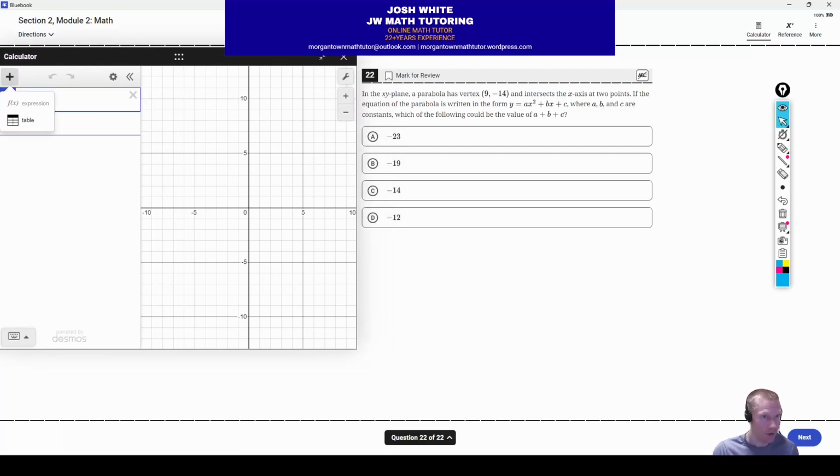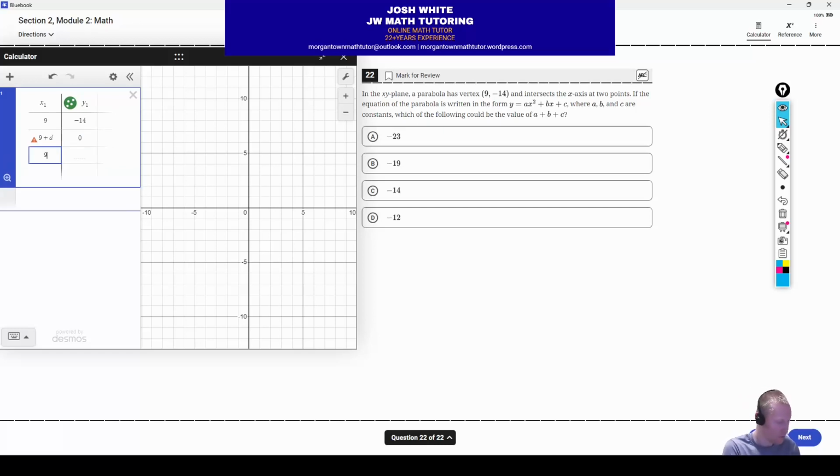I'm going to add a table and add the points. I'm going to add 9, negative 14. That's my vertex. And I'm going to add 2 more points. One is just going to be 9 plus d, comma 0. That is one of the x-intercepts. The other one's going to be 9 minus d, comma 0. So basically, you have the vertex at 9, negative 14. Then you have your 2 intercepts, which are symmetric, meaning one is to the right by some distance from 9 and the other's to the left by some distance, but I know that their y values are both 0 because it says in the problem it intersects the x-axis at 2 points.